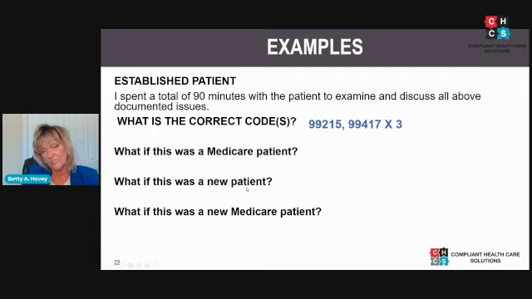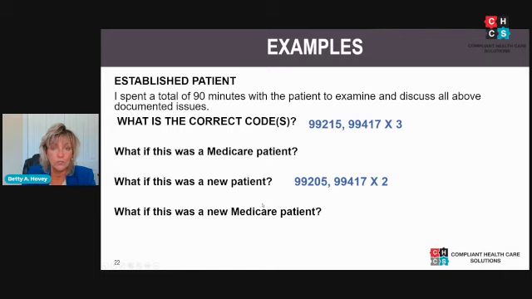Now, what if it was a new patient though? If it was a new patient, we'd back down one of the units of our prolonged service, because for new patients, now the CPT book says that's for 60 to 74 minutes. So depending on whether they're new or established is going to depend on how many units of prolonged service we get, right? Then we're going to take a look back at, now, what if this was a Medicare patient?